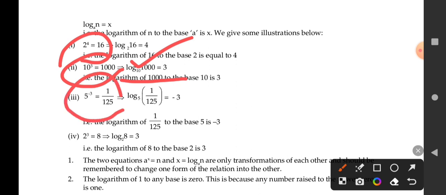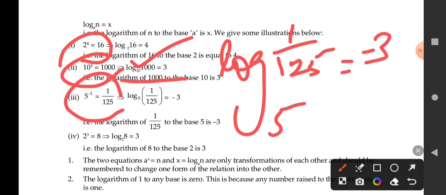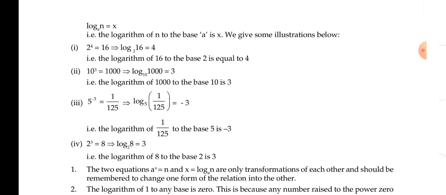5 power minus 3 is equal to 1 divided by 125. That means log 1 divided by 125 to the base 5 is equal to minus 3. Again, 2 cube is equal to 8. That means log 8 to the base 2 is equal to 3.